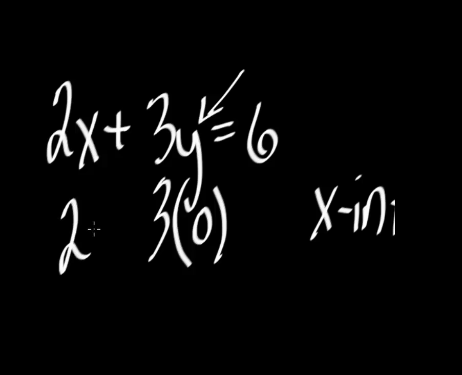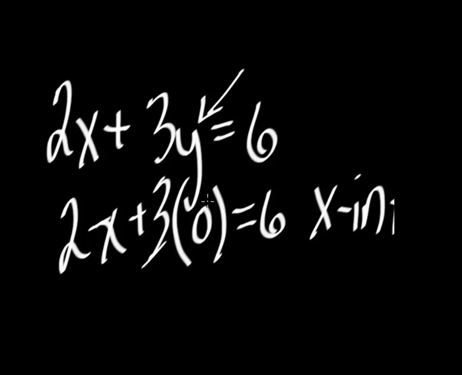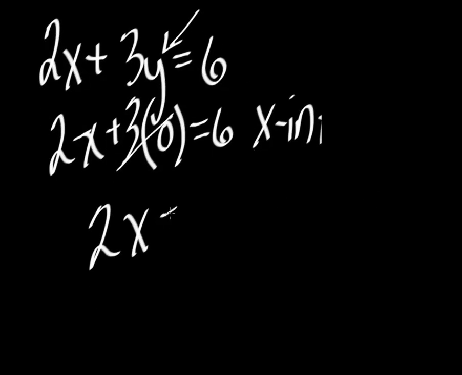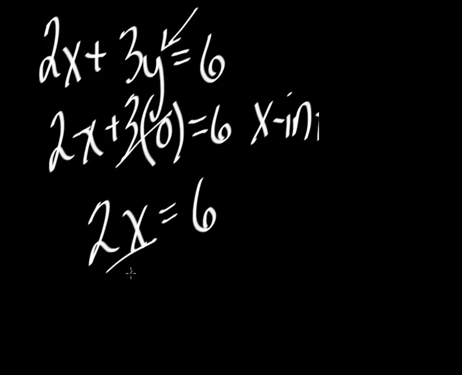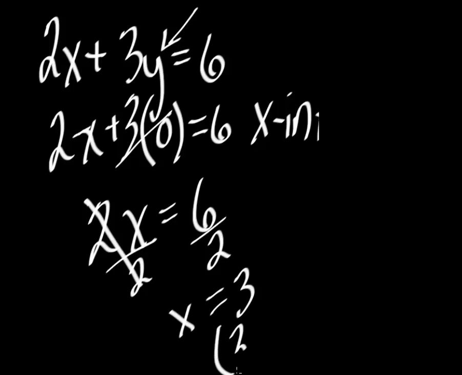So let's rewrite this equation. You would have 2x plus 3 times 0 equals 6. What is 3 times 0? 3 times 0 is 0, so this completely goes away, and you're left with 2x equals 6. You're solving for x, so you're dividing both sides by 2. The 2's cancel, and x equals 3, or (3, 0). Please always remember that the x-intercept and the y-intercept are always points, (x, y). So the point (3, 0) is where this line crosses the x-axis.